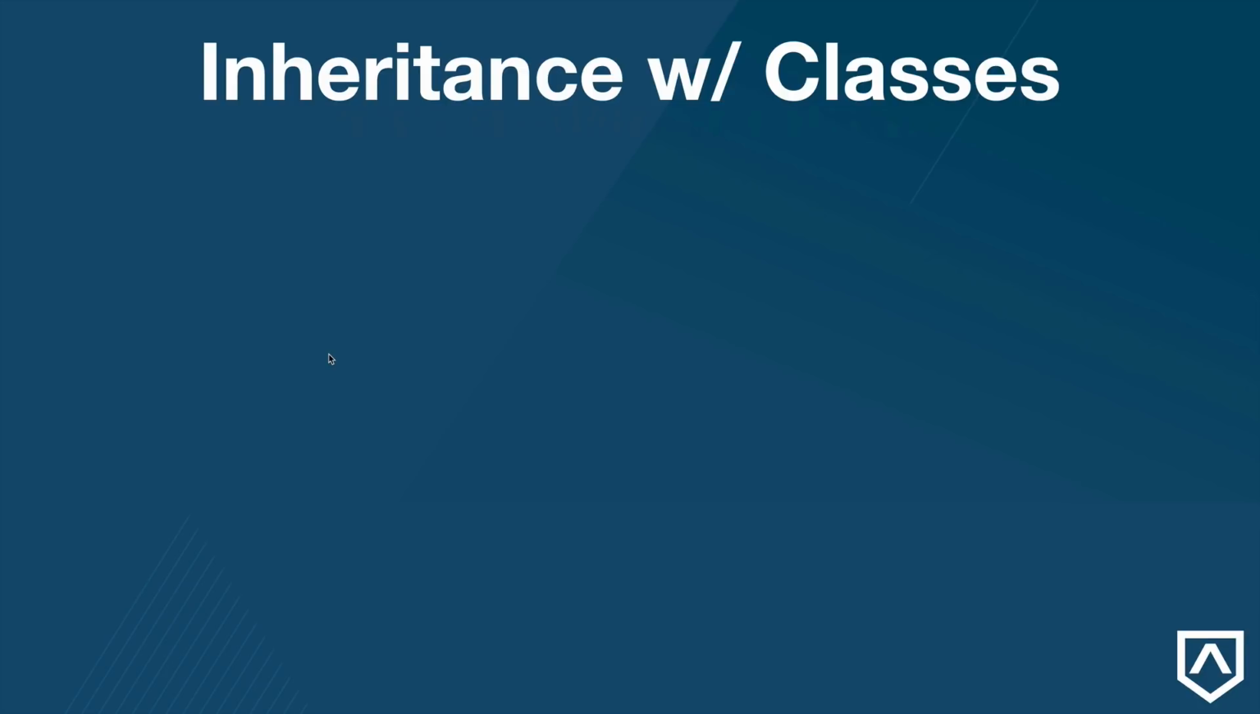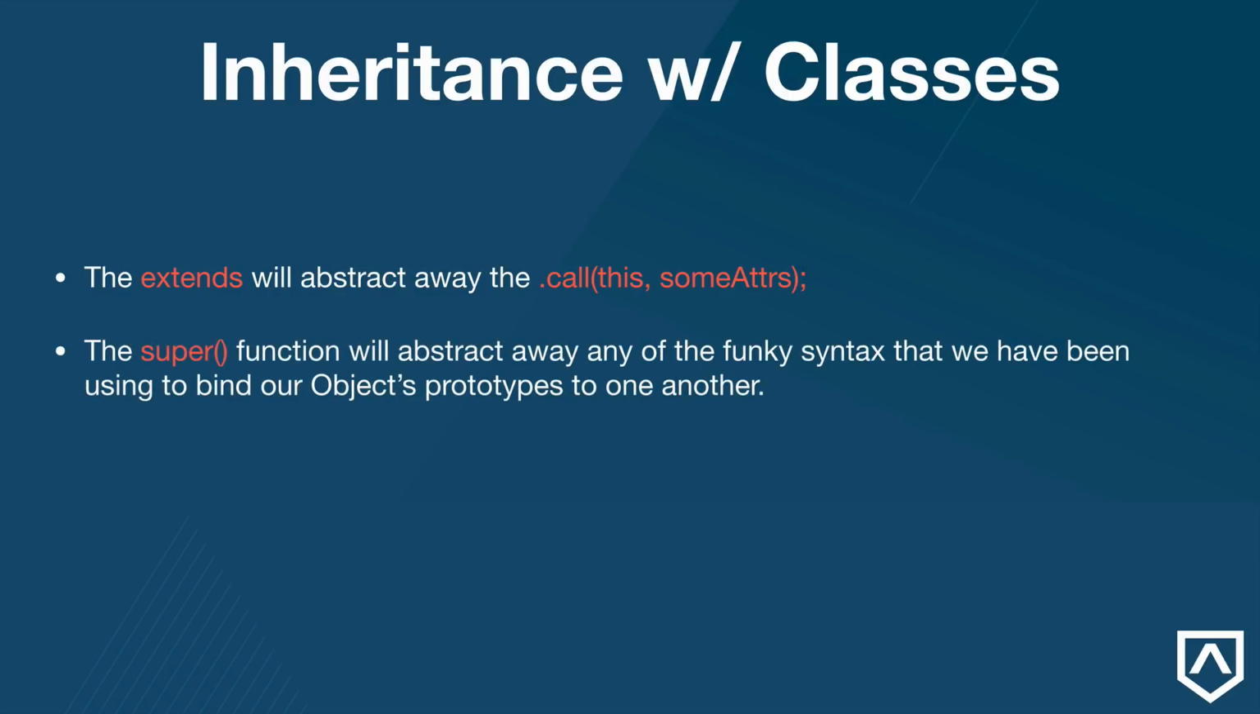So let's take a look at inheritance with classes. The extends keyword will abstract away the .call and any of the .binding or .applying. So you don't have to do that anymore. It's really nice. The super function will abstract away any of the funky syntax that we have been using to bind our objects' prototypes to one another. So remember when we would have to use our class and say class.prototype equals Object.create, and then give it this context and then the context of the object that we want to inherit from. No longer do we have to do that to bind up the prototype as well.